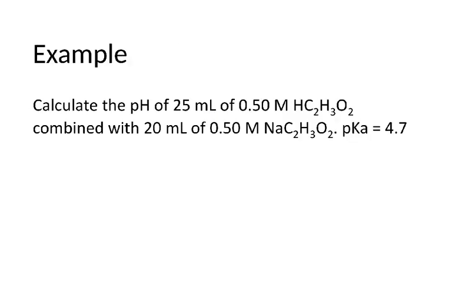So let's work through an example. Calculate the pH of 25 milliliters of 0.5 molar acetic acid combined with 20 milliliters of 0.5 molar sodium acetate. The pKa for acetic acid is 4.7. So what we're going to do is use first M1V1 equals M2V2 because we're combining these two things together.